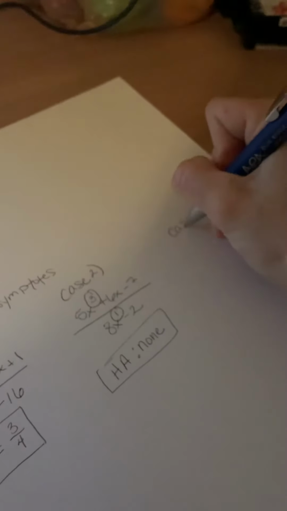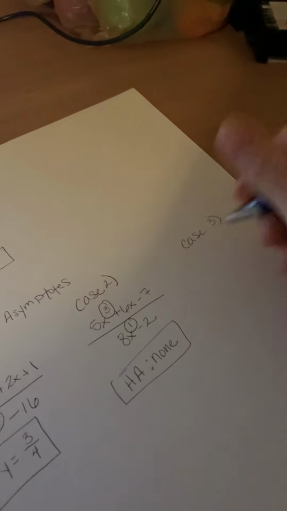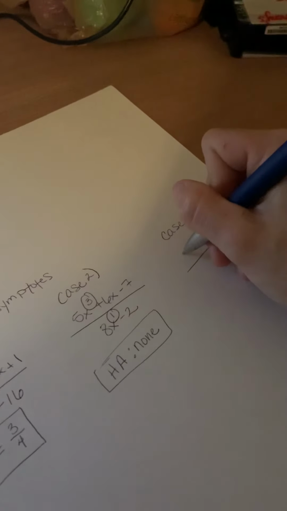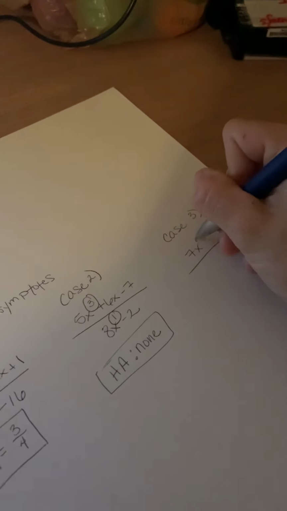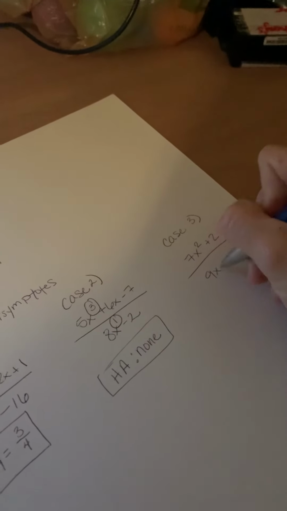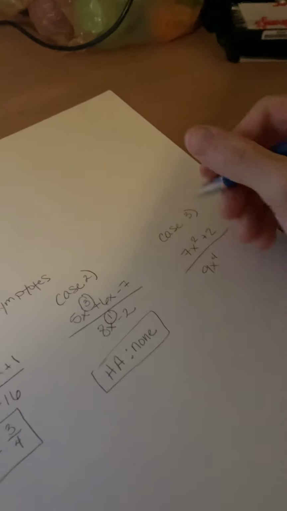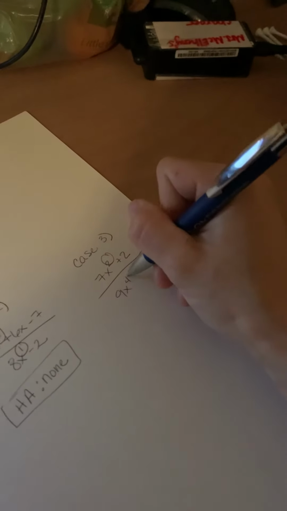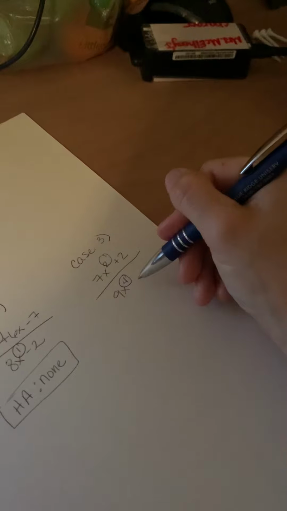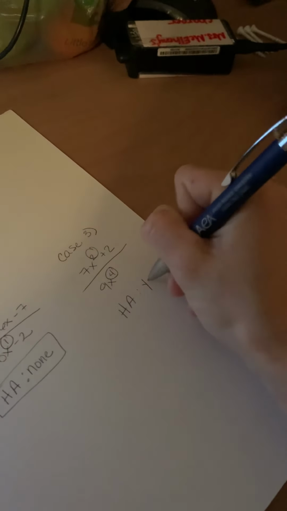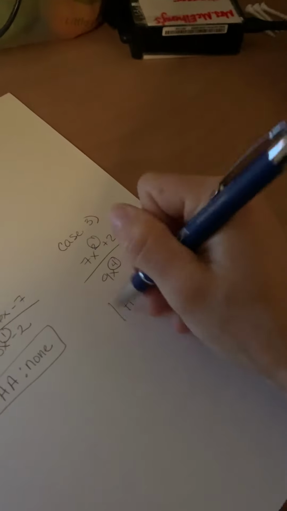And then last, we have case 3. If the higher power is in the bottom, so let's say I have 7x squared plus 2 over 9x to the fourth. The highest power in the numerator is 2, highest power in the denominator is 4, so the higher power is located in the denominator. That leaves me with a horizontal asymptote of y equals 0 always.